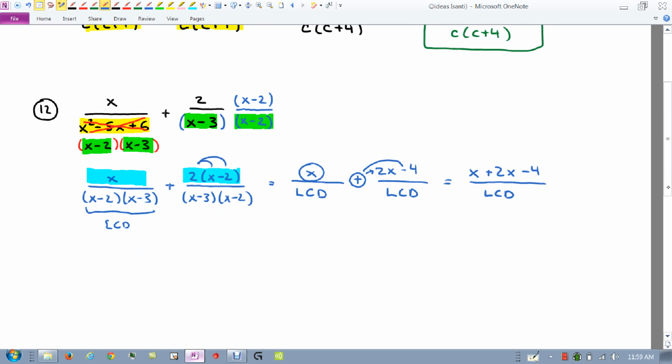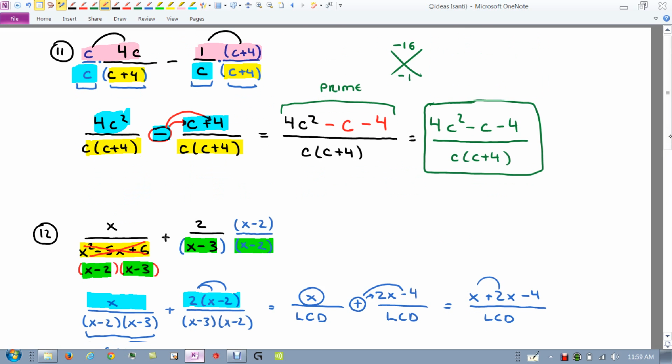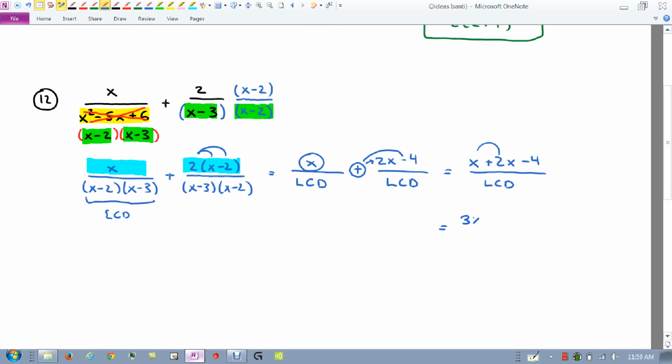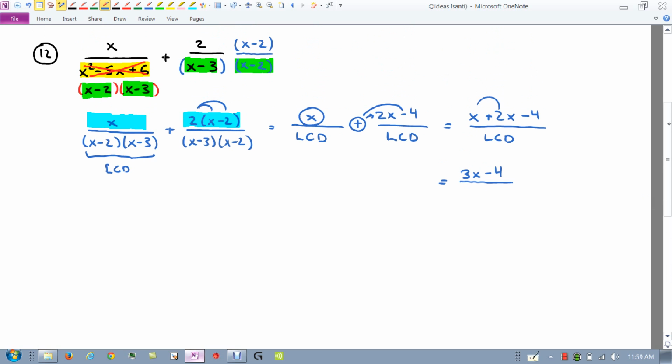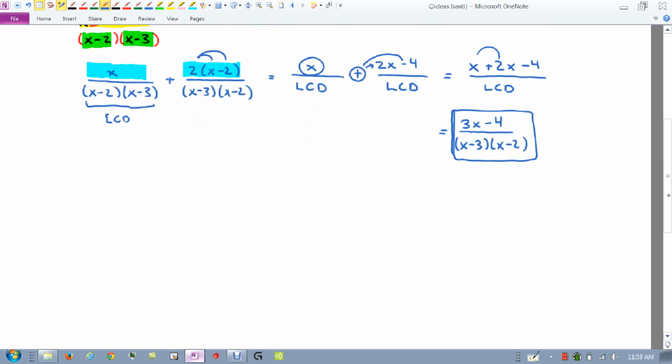In the numerator, I will collect like terms. So these two put together, 3x minus 4 is what I have. And then for my LCD, I'm done, so I'm going to go ahead and write down what my LCD was. It was x minus 3 times x minus 2. And finish it up. Okay, that's 12. Let's go to 13.